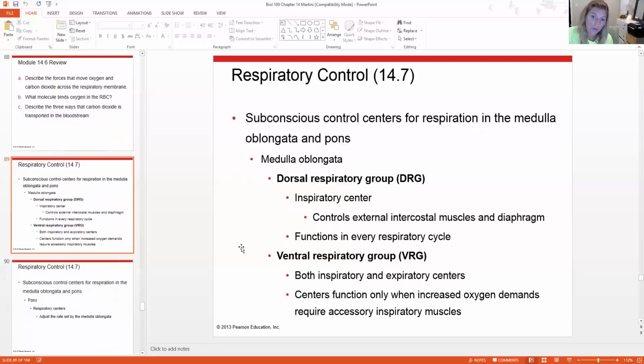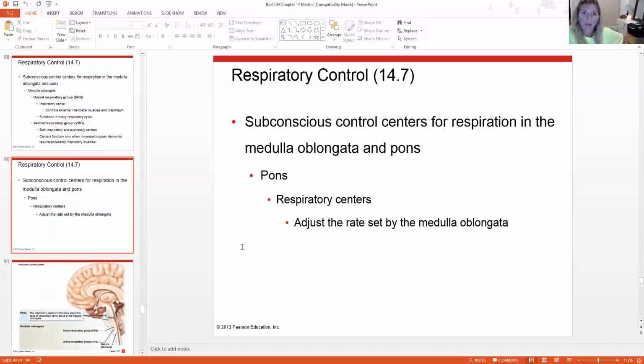The ventral respiratory group is involved in both inspiratory and expiratory, and it's usually only activated when you have some abnormal oxygen demands, like increased or decreased demands. The subconscious control is also regulated through the pons. The pons has respiratory centers that adjust the rate that is set by the medulla oblongata. So your pons is overriding your medulla oblongata, in terms of respiratory rate control.